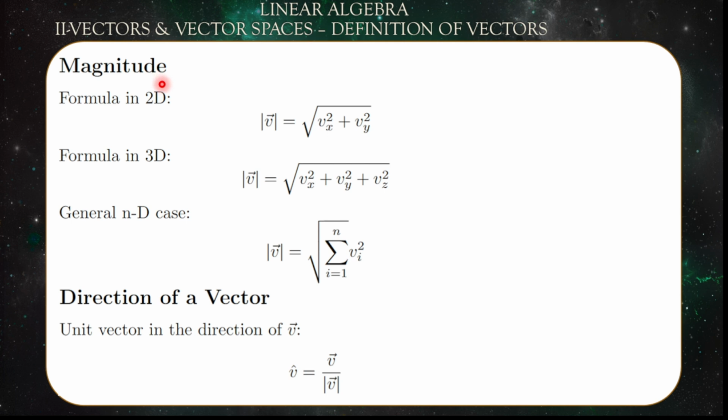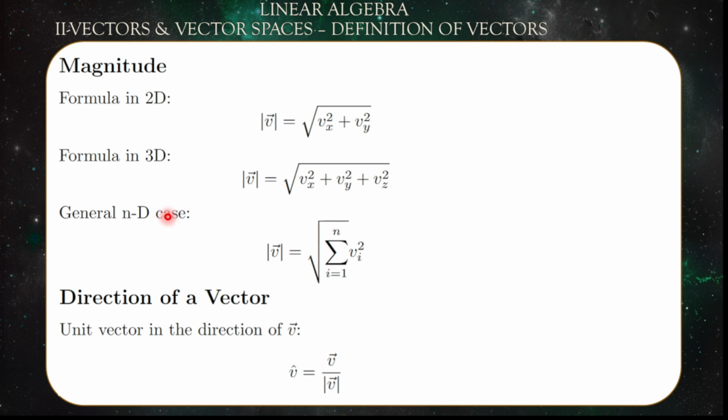Magnitude. So what is the magnitude or the size of a vector? How to get the magnitude? Formula in 2D is given by the absolute value of V, or the size of V, the magnitude of V is equal to the square root of Vx squared plus Vy squared. So it is the square root of the sum of the squares of different coordinates. So in 3D it becomes the square root of Vx squared plus Vy squared plus Vz squared. It follows the same pattern.